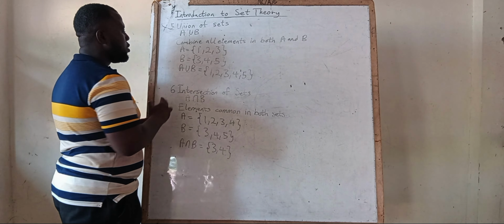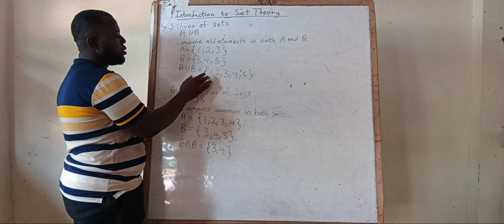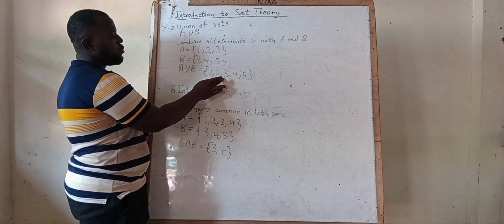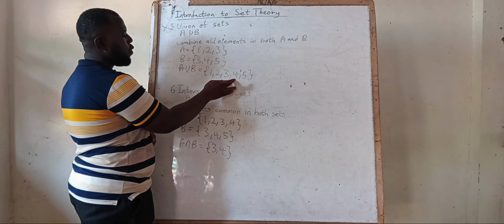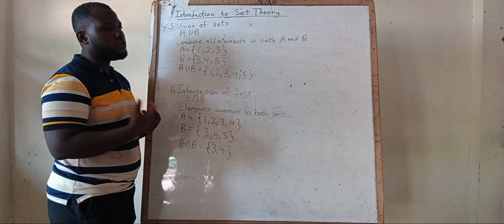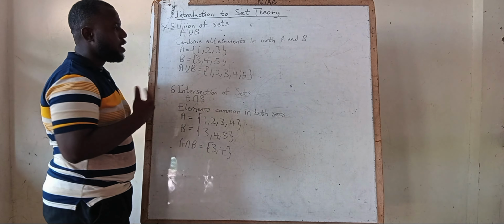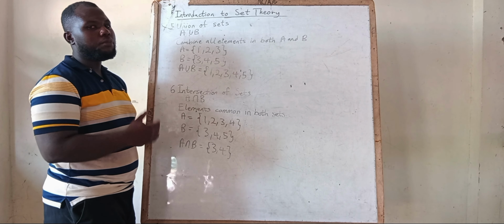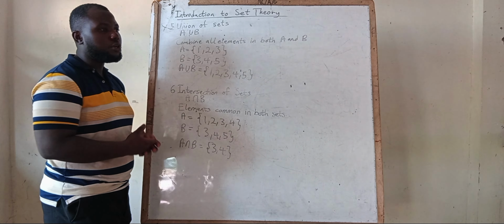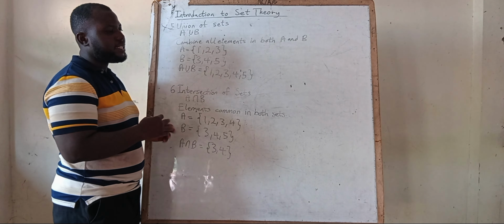So this is how you do it. You write your A elements: 1, 2, 3. Then 3 comes again, but you write 3 once. Then you write 4, and you write 5. And in doing the combination, always make sure it is in ascending order. So when finding A union B, or any union combination, try and make sure the elements are in ascending order.